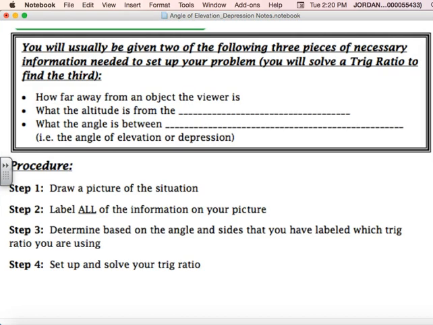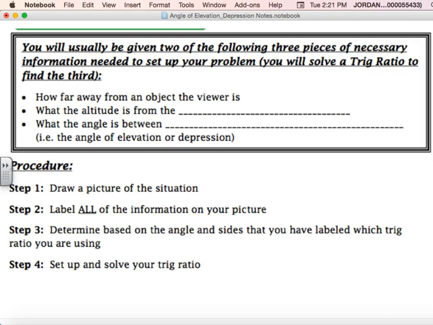Talk about some more stuff real quick. So whenever you're doing these, you're going to be given two of the following three pieces of information, and you've got to set up a problem to find the third. Okay, and you're always going to usually use a trig ratio to find the third piece of information. So how far away from an object the viewer is is one thing that you could be given or have to find.